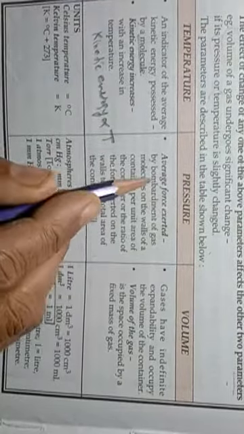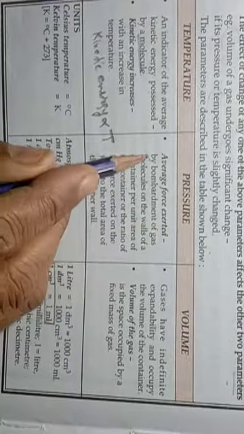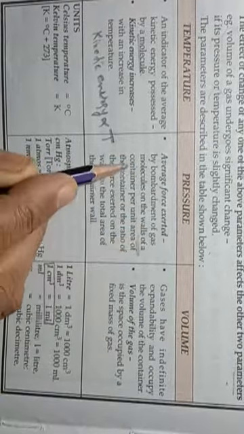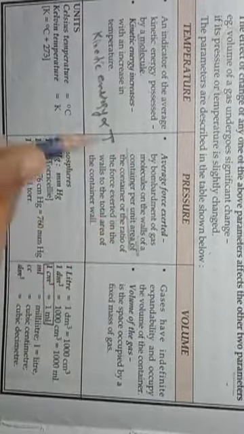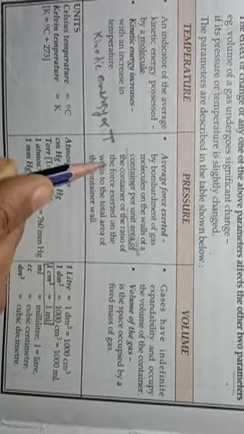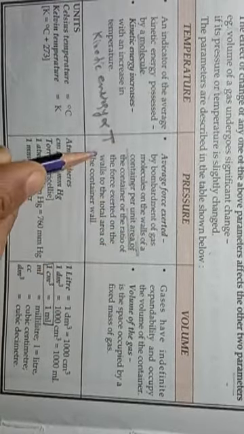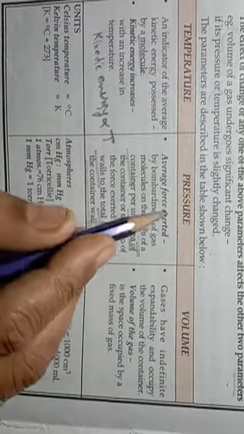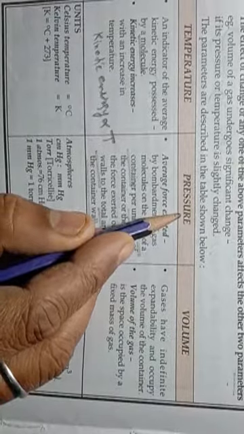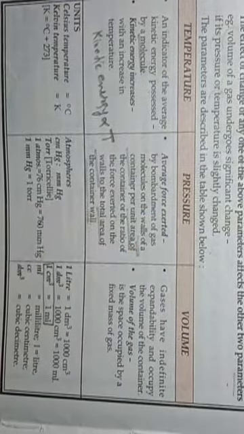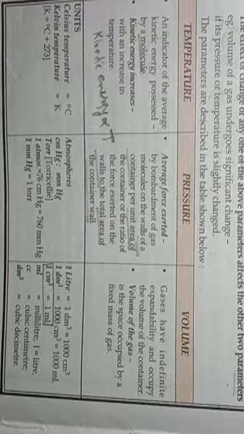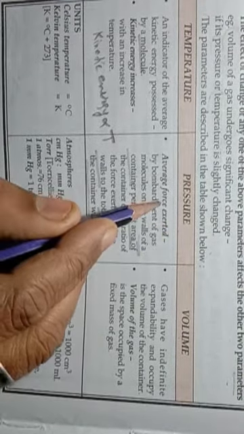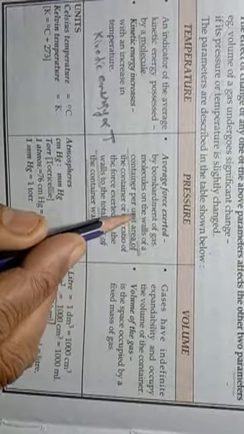Then pressure: the average force exerted by bombardment of gas molecules on the walls of a container per unit area, or the ratio of the force exerted on the walls to the total area of the container wall. So the pressure of the gas is exerted on the wall of the container due to the bombardment of molecules on the wall of the container.